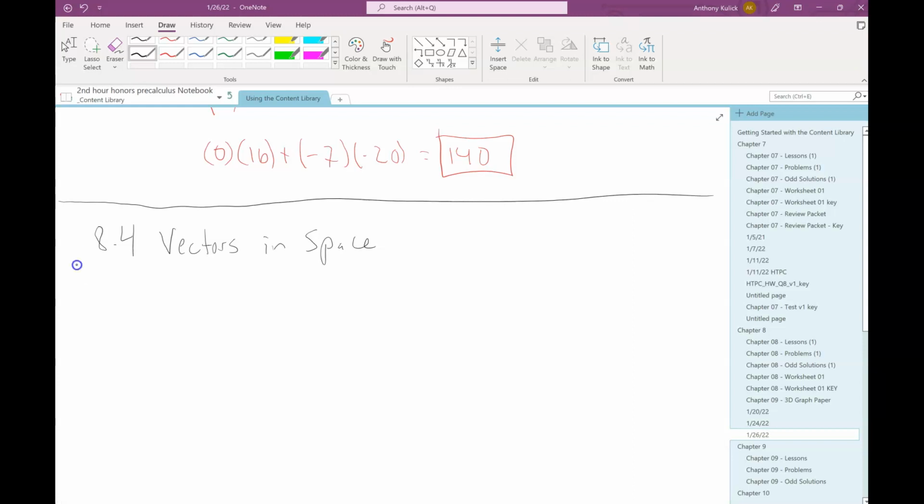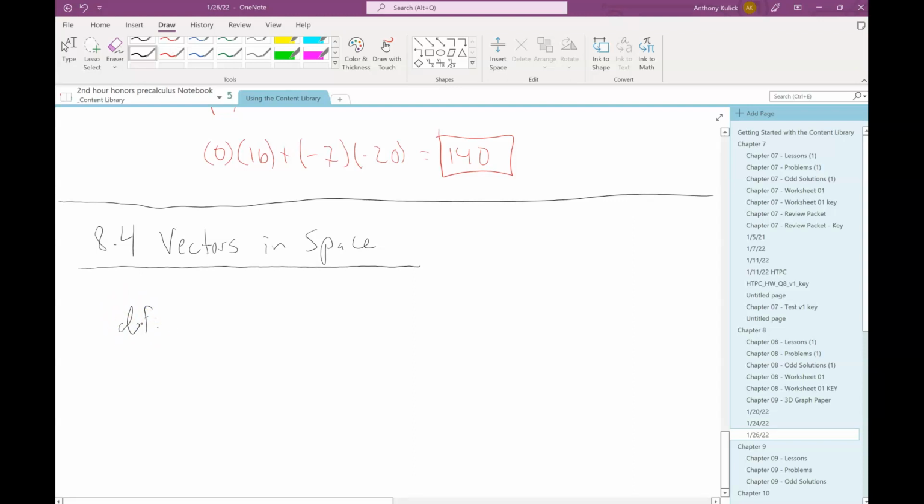Which is titled Vectors in Space. It sounds like a cartoon or something. So right off the bat, we're going to introduce another way to represent a vector. So, another form.